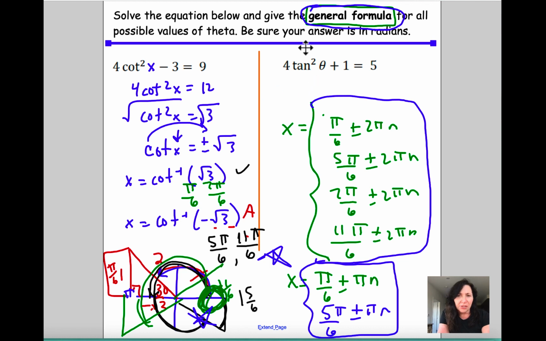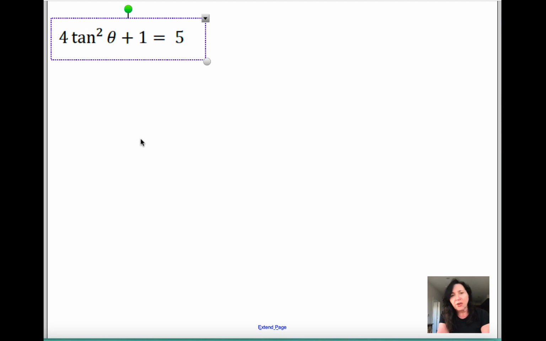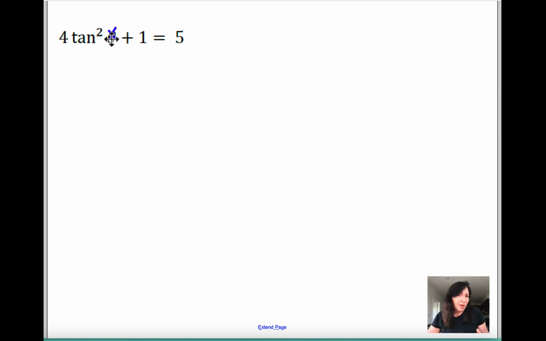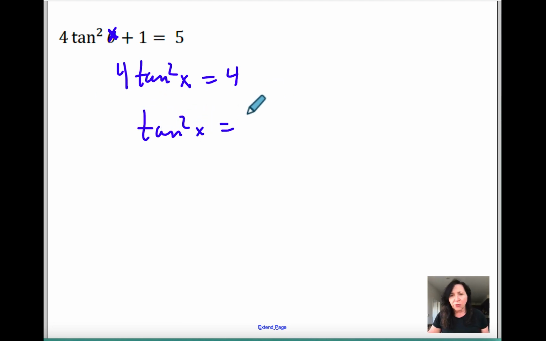So I'm going to add a page because I didn't do this problem and I want to. Let's add one more page. And so now I want to solve this one for all values. Again, different problem. Again, if you don't like this theta, you can make this into an x if that makes you happier. Subtract 1, I get 4 times tangent squared of x plus 1, I subtracted 1, that's gone, is equal to 4. I'm going to divide by 4. I get tangent squared of x equals 1.